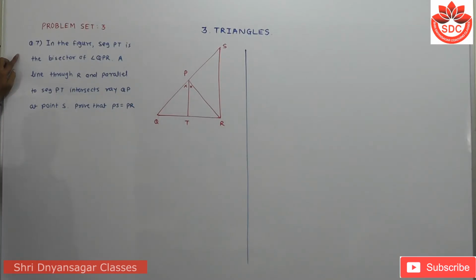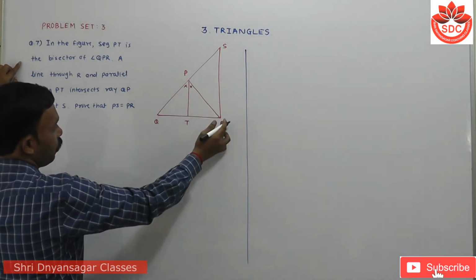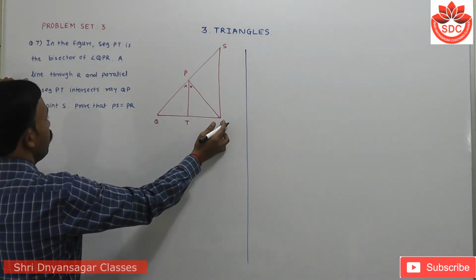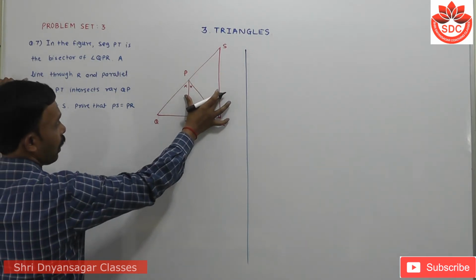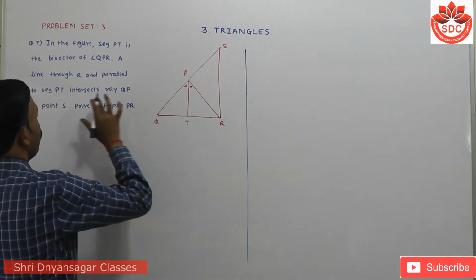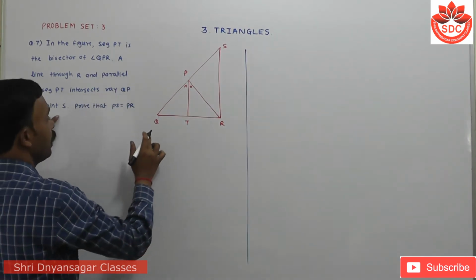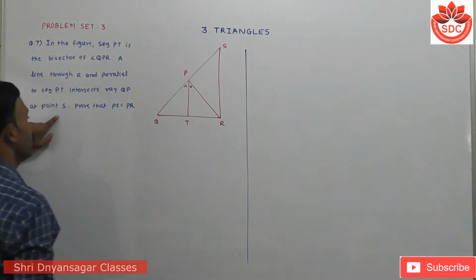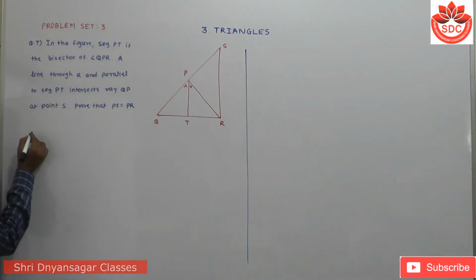Question number 7. In the figure, segment PT is the bisector of angle QPR. A line through R is parallel to the segment PT, meaning that these two are parallel. It intersects ray QP at point S. Then prove that PS is equal to PR. Look carefully, it's given.